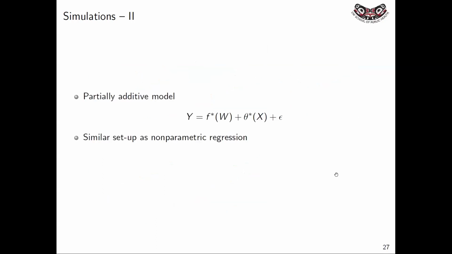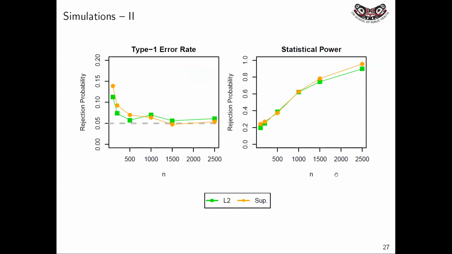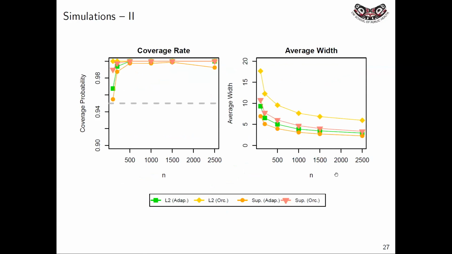For the partially additive model, there's currently no other approach to do it, so we don't compare with anyone. But we compare the quantities in terms of type 1 error and power. Type 1 error is controlled as sample size increases, power is increasing, but slower than the simple case. And coverage, we have a conservative coverage for all of them, and the width also goes down as we expect, but in this case it's wider confidence bands.